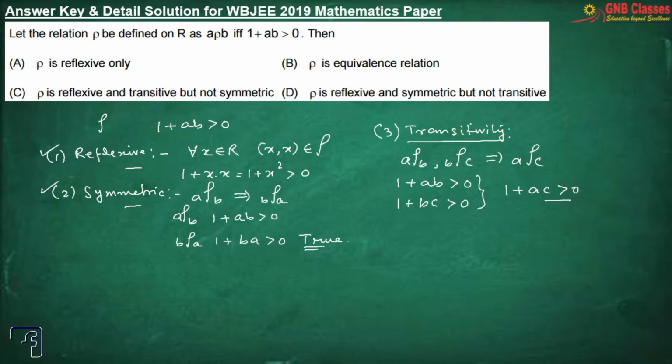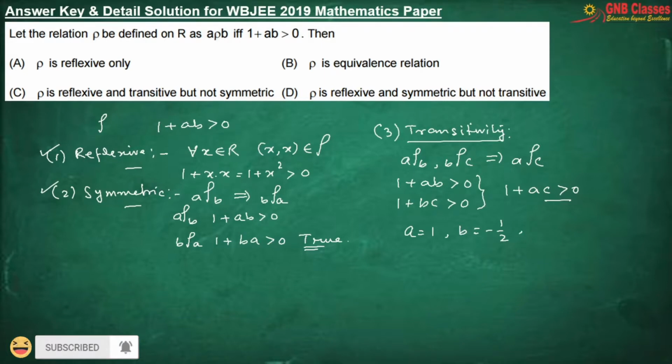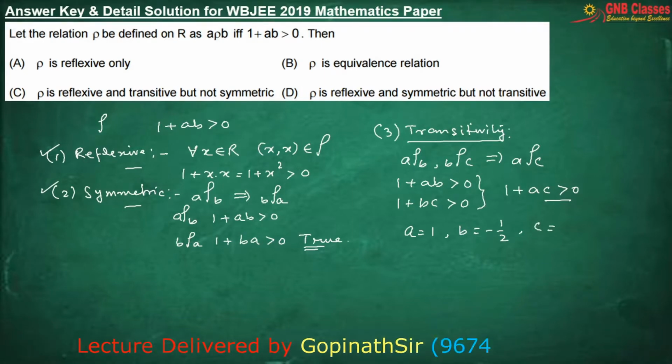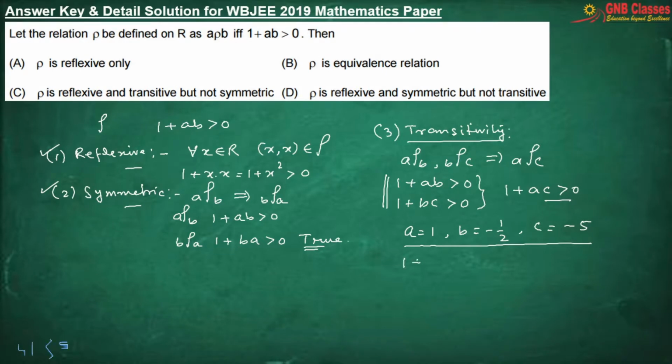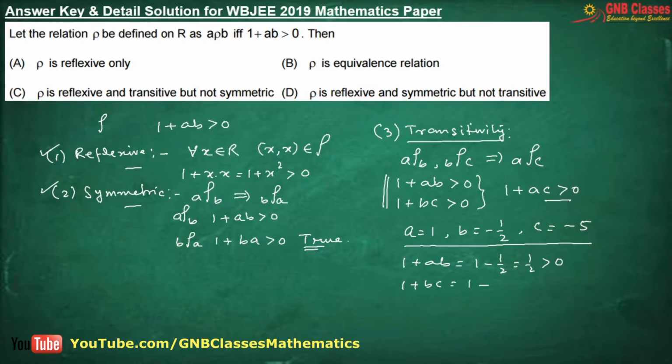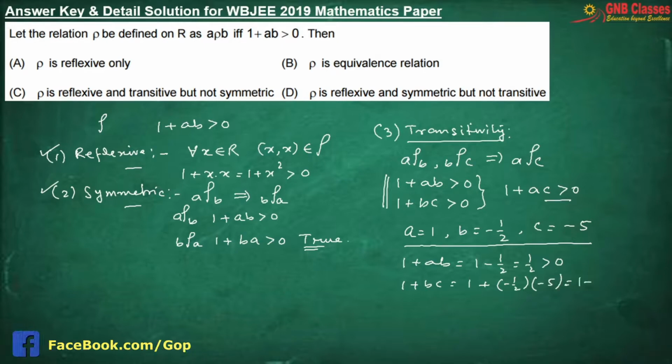Now let me take one example. A is 1 and B is say minus half. And let us say C is nothing but minus 5. Now let us check whether these satisfy the two conditions or not. 1 plus AB means 1 minus half, which equals half, greater than 0. Now 1 plus BC means 1 plus (minus half) into (minus 5), which equals 1 plus 5 by 2, which is again greater than 0.